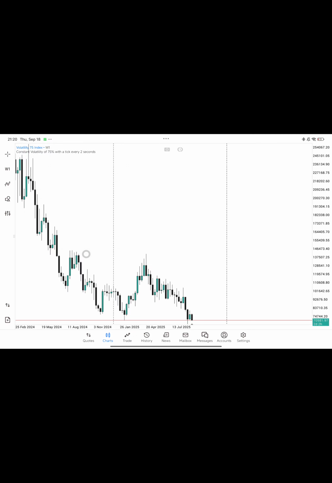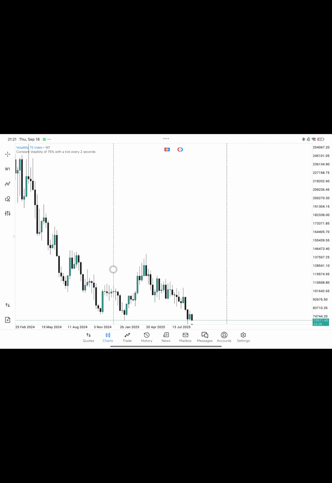So we all knew the market moved from this high, came down all the way to this low, to this high, came to this low, and then moved all the way to this high. You know, typically we are on a weekly time frame.